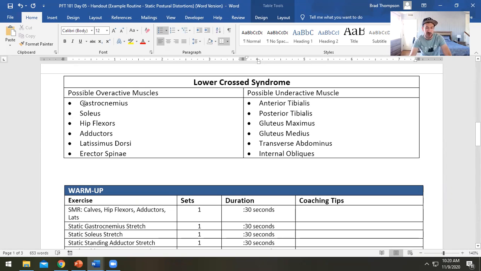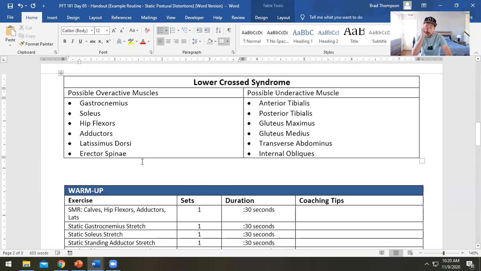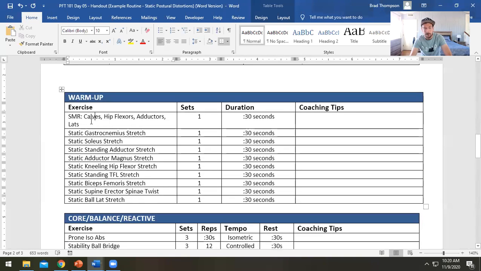Lower cross syndrome: calves, hip flexors. I put the adductors on this list, which is not in the other list that we saw, just because there are certain adductors that do assist in hip flexion. So they'll pull sometimes. But the big ones are lats and erector spinae. So we foam roll the calves, hip flexors, adductors, and lats, and then we stretch them all out.